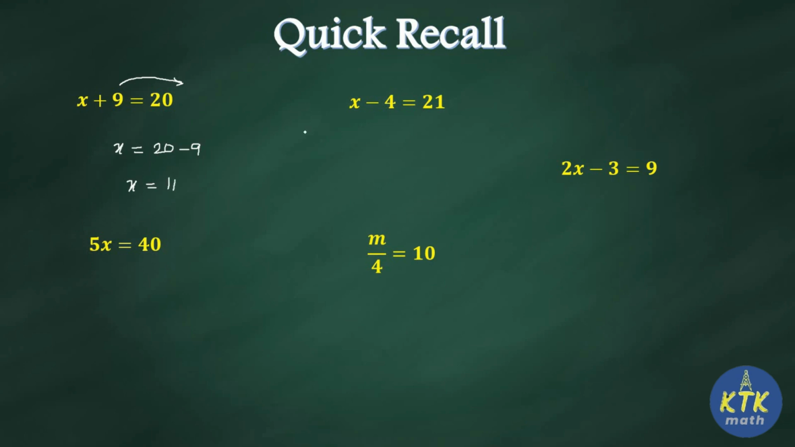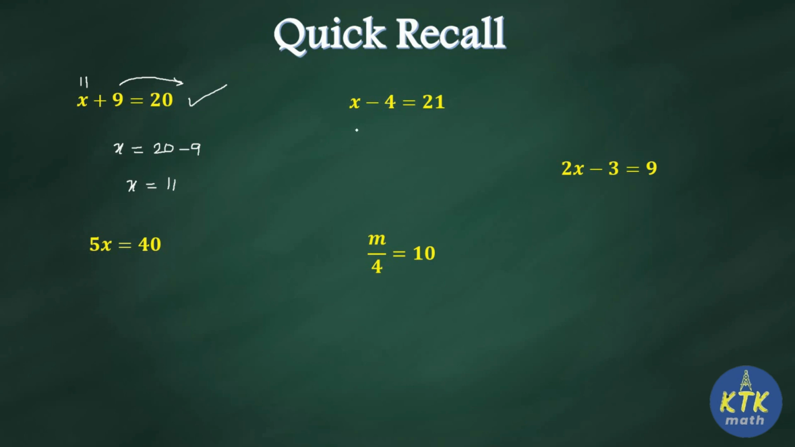Now one more advantage is simple equation is the only topic where you can substitute your answer and check whether your answer is correct or not. So x equal to 11, just in place of x just write 11. So 11 plus 9 is equal to 20. Therefore your answer is correct. So remember, when plus moves to the right side, it will become minus.